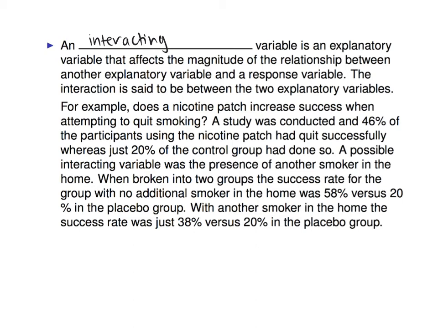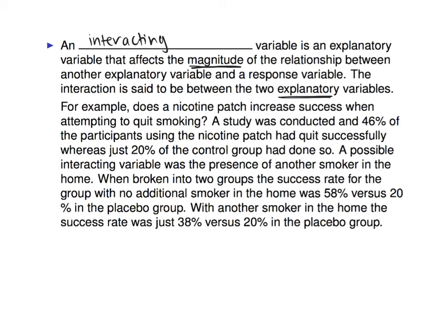And a variable is interacting if it affects the magnitude, which is another fancy way of saying the strength of a relationship between your explanatory and the response. And the interaction is said to be between the two explanatory variables. So for example, does a nicotine patch increase success when attempting to quit smoking?